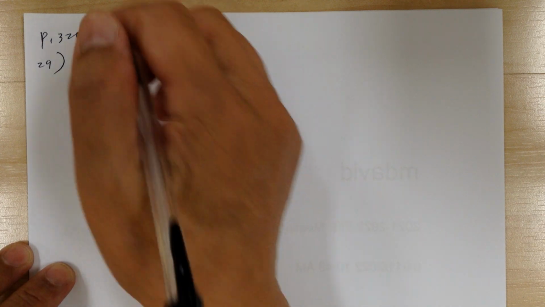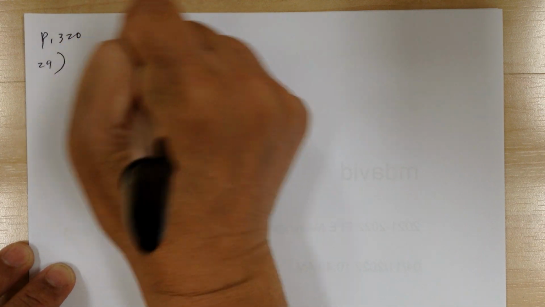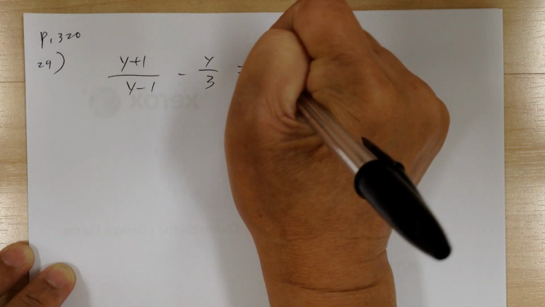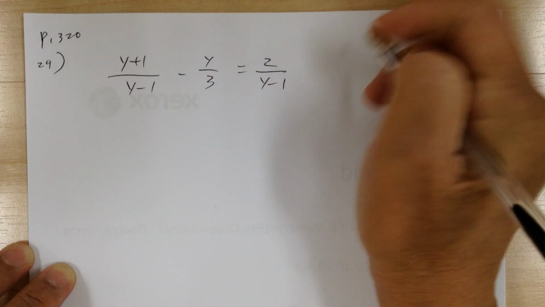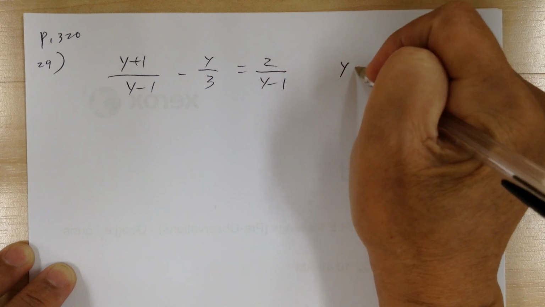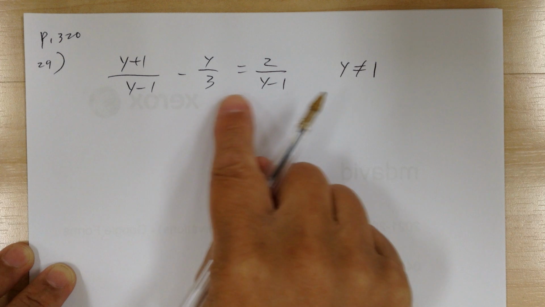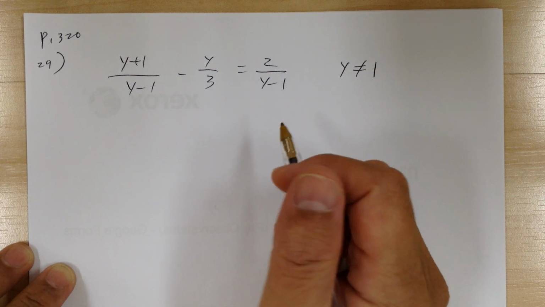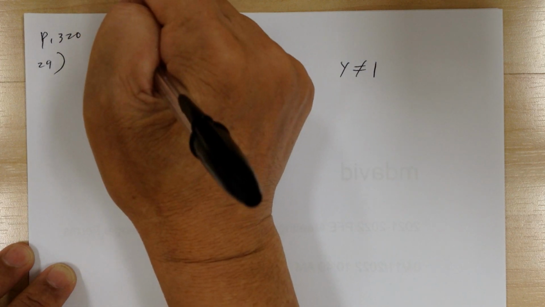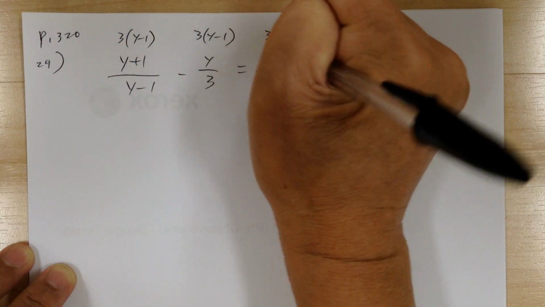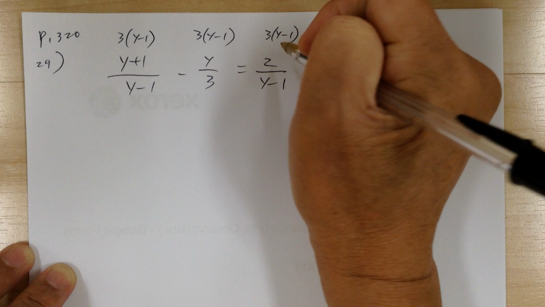Number 29, you have (y plus 1) over (y minus 1) minus y over 3 equal to 2 over (y minus 1). Again, you have to watch the restriction. So y cannot equal 1. Keep that in mind. You've got fractions, so let's multiply by the LCD. It'll be 3 times (y minus 1). Again, write it out so you can visualize.